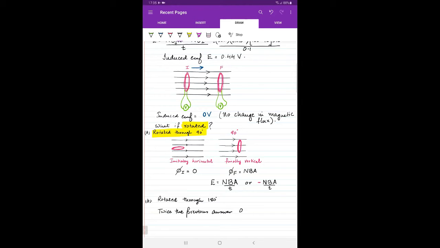So basically 0 to 90 and then 90 to 180. So this result will come to you by working it out, and twice the previous answer means this result will come.